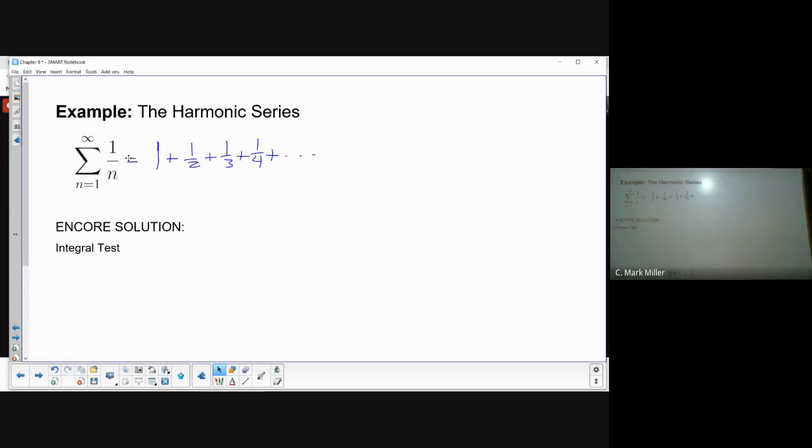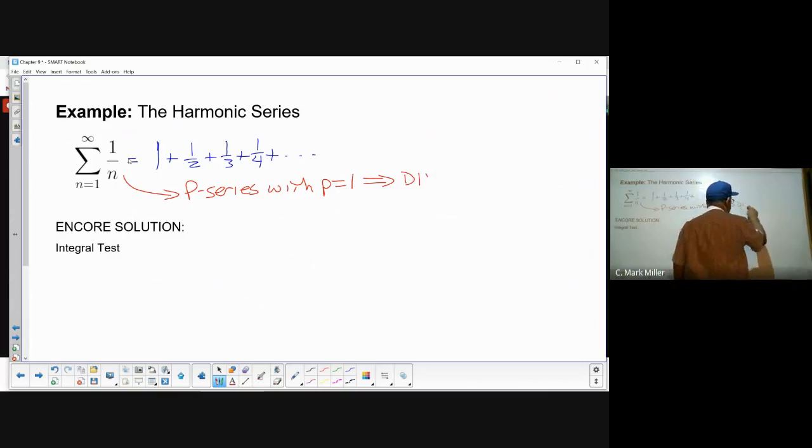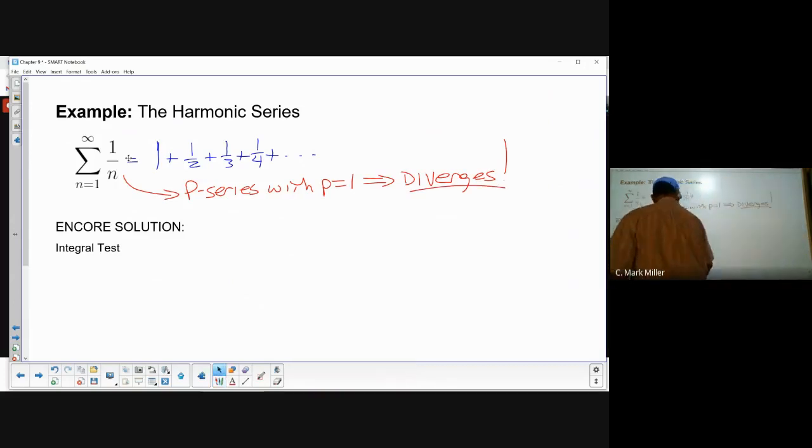Well, this is a p-series with p equals 1, which implies it diverges, and that is amazing. Now you remember what I said a second ago.